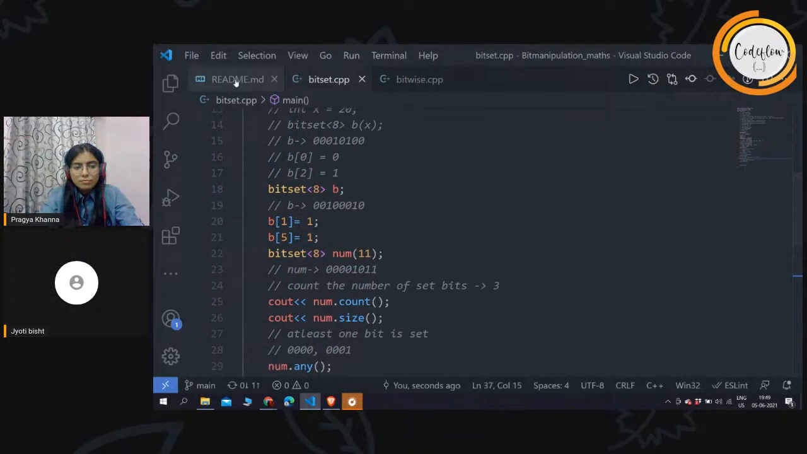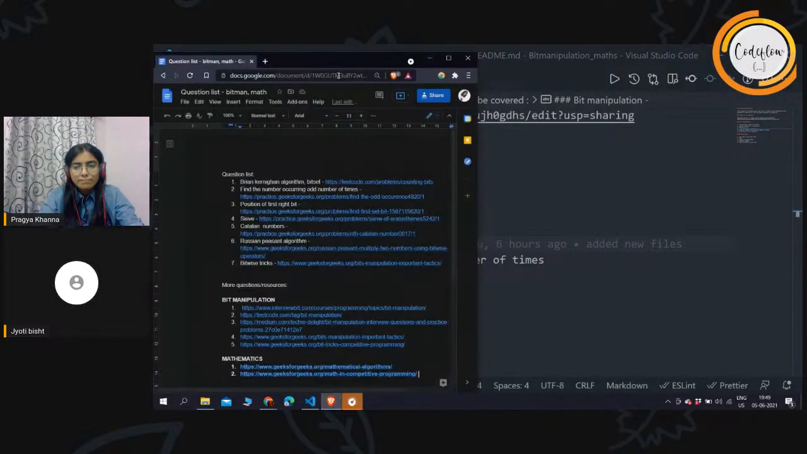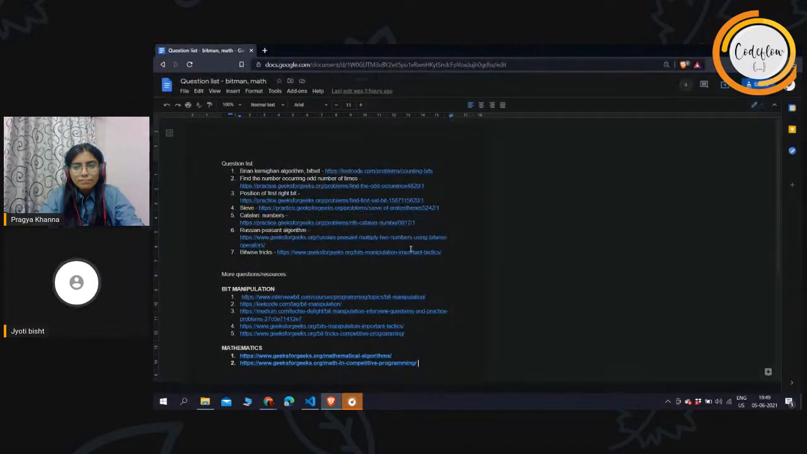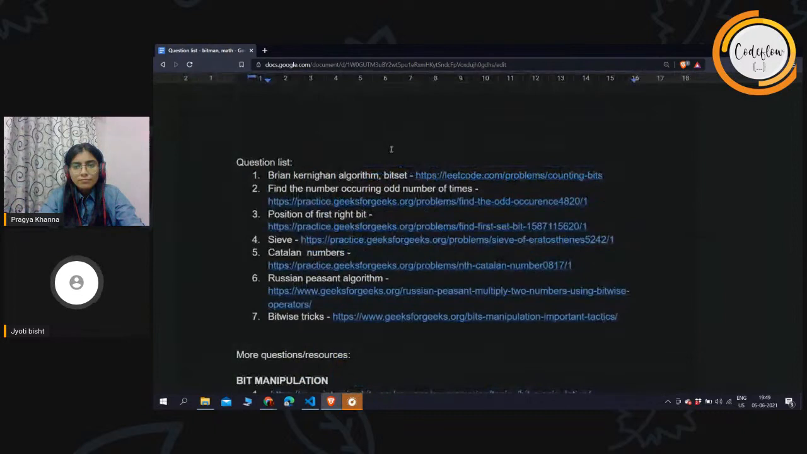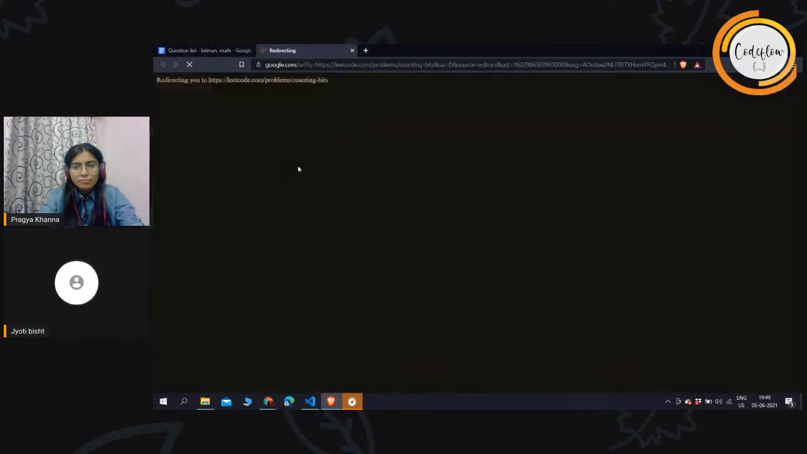Now let's go to Brian Kernighan algorithm. For this, we'll solve a question because question-based learning is the best thing. I don't know if you guys do LeetCode or not, but on LeetCode you'll find a question like this.